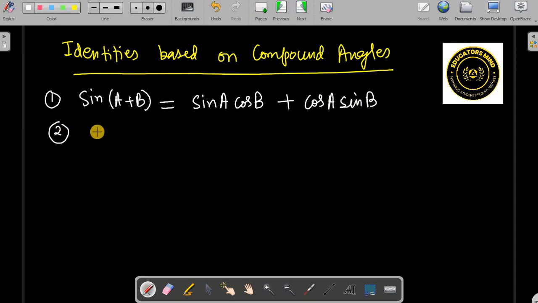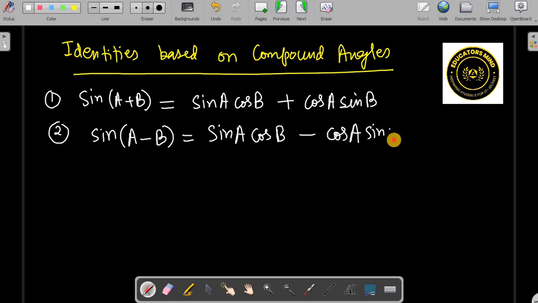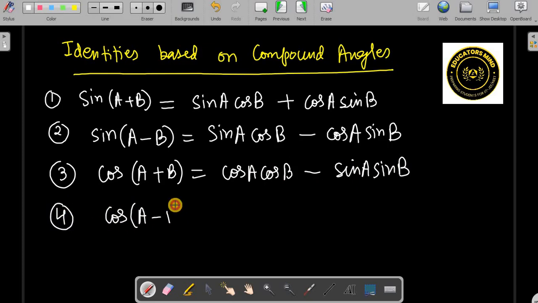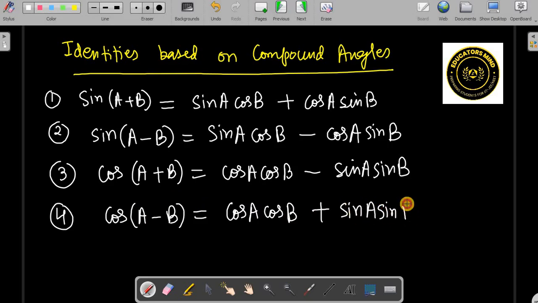Similarly, sin of A minus B is sin A cos B minus cos A sin B. Then we have cos of A plus B, which will be cos A cos B minus sin A sin B. Similarly, cos of A minus B will be cos A cos B plus sin A sin B.